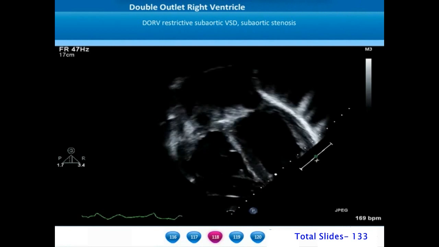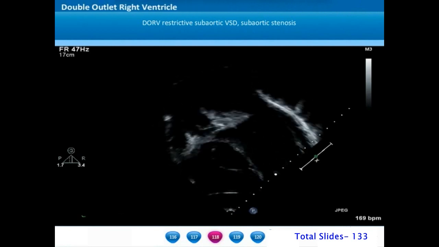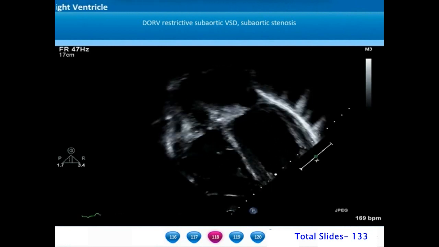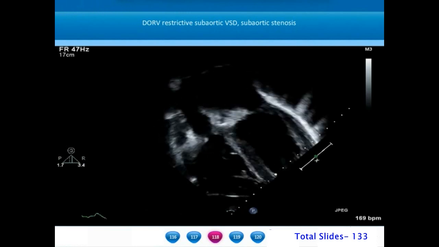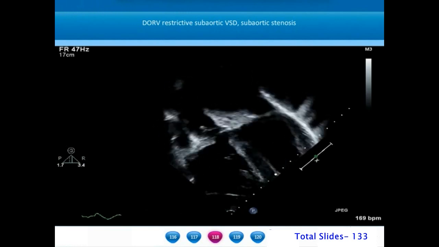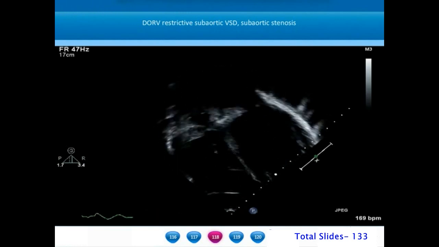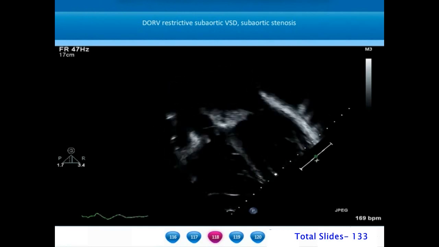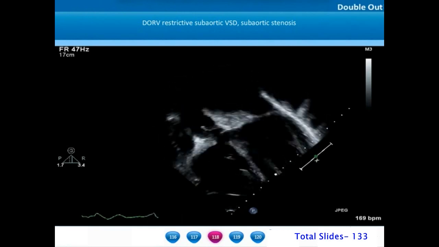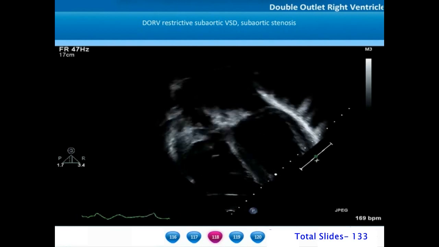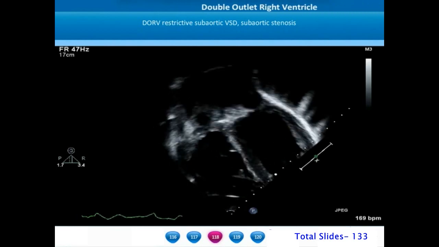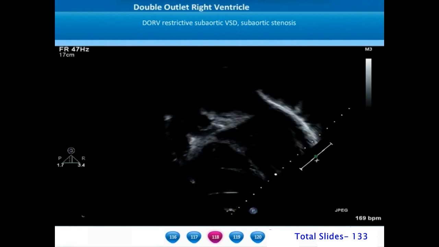An example of a double outlet right ventricle with a restrictive subaortic ventricular septal defect which causes a subaortic stenosis. We can notice that there is a mild left ventricular systolic dysfunction and the left ventricle is mildly dilated. A small subaortic ventricular septal defect is shown. The size of the VSD is much smaller than the aortic annulus.